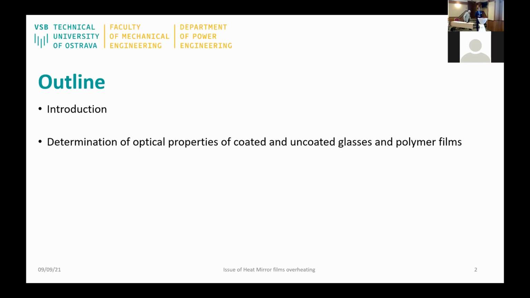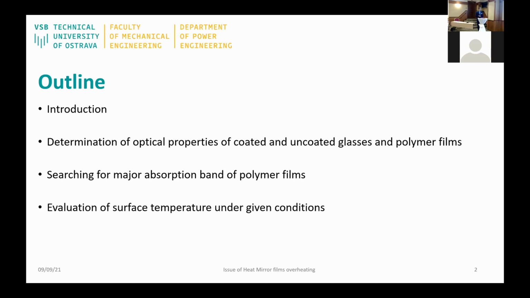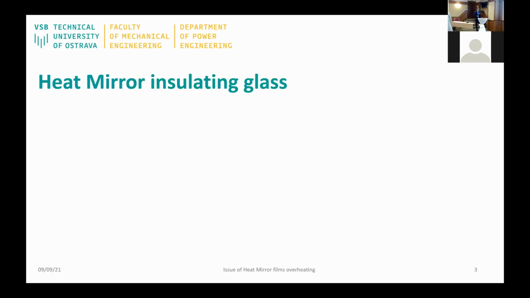For the first, and after that, I will show how I determine optical properties of coated and uncoated glasses and polymer films. Spectroscopic measurement was performed by me and my colleague from Nanotechnology Center. So I will show you that. After that, searching for the absorption band of polymer films. And I will talk about evaluation of surface temperature under given conditions. At the end of the presentation, I will make a comparison of several types of glazing.